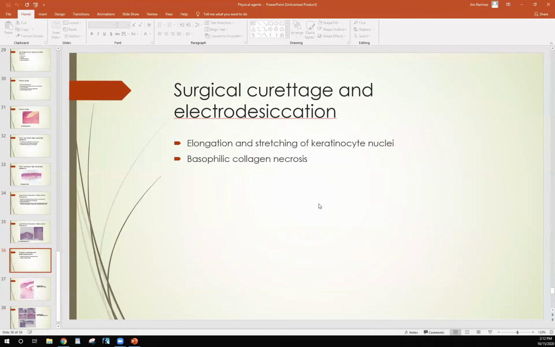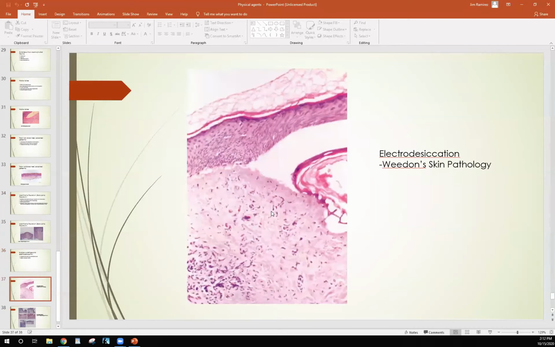So this is something we see very commonly. This is talking about surgical curettage and electrodesiccation. You see elongation and stretching of keratinocyte nuclei and basophilic collagen necrosis. We see it in curettage sites a lot. We see it in electrodesiccation specimens. So it's a pretty common artifact to see, and I think it's something they'd like to test you on boards a lot.